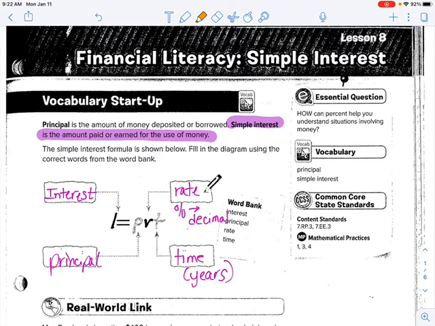the formula here, I equals PRT. The I stands for your interest. The P is your principal, which we just talked about. The R is your rate, and this is your percent. And remember, if we're using equations, you then need to turn those into decimals. And then T is your time, and that's always in years.